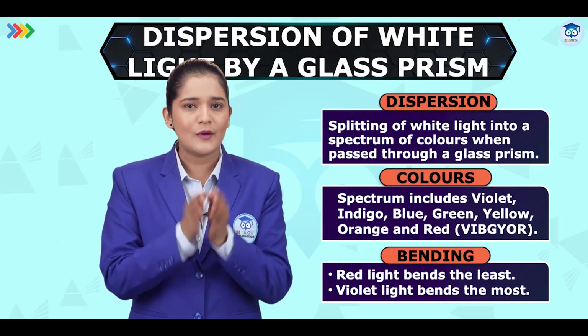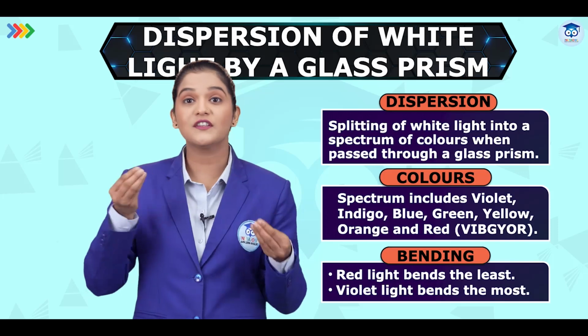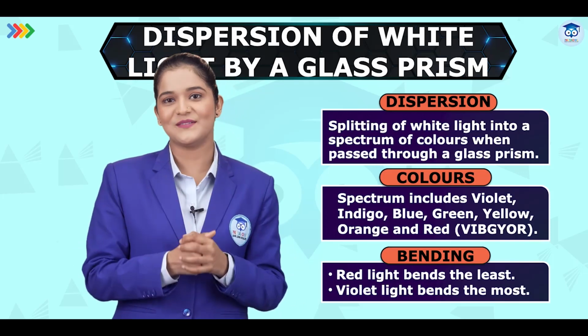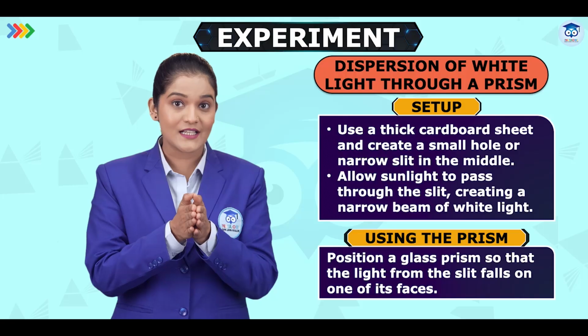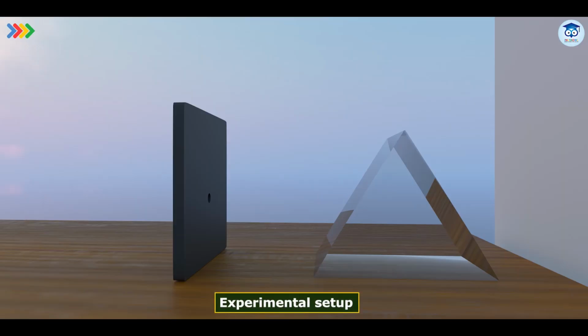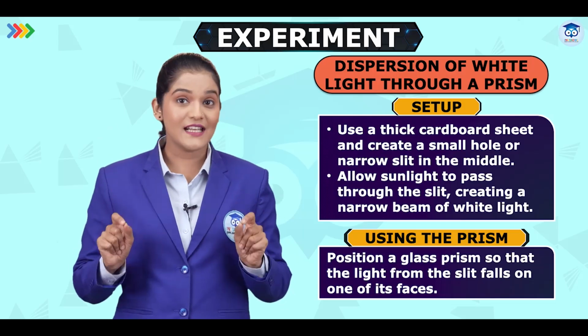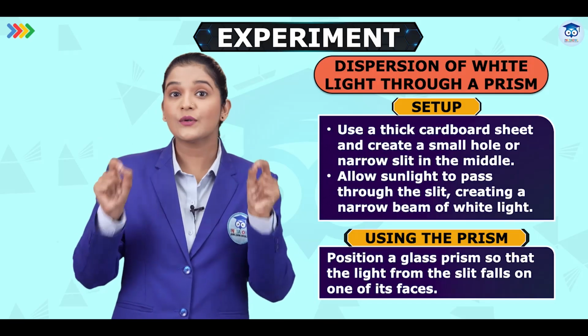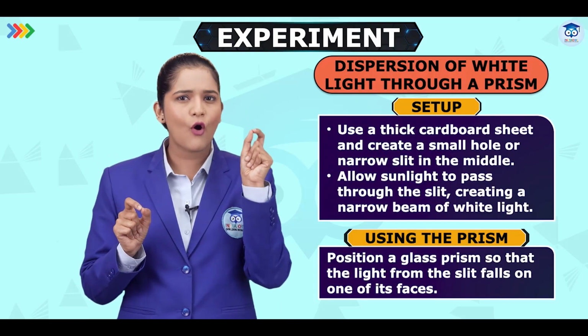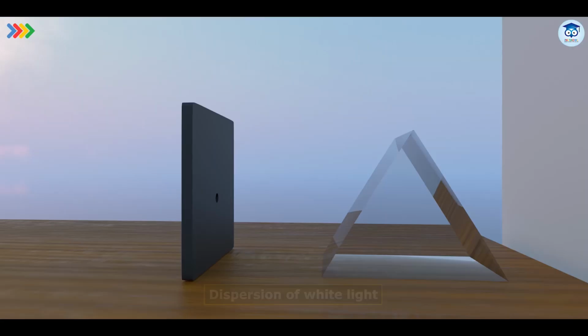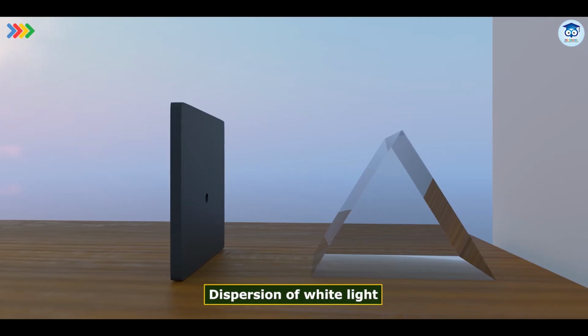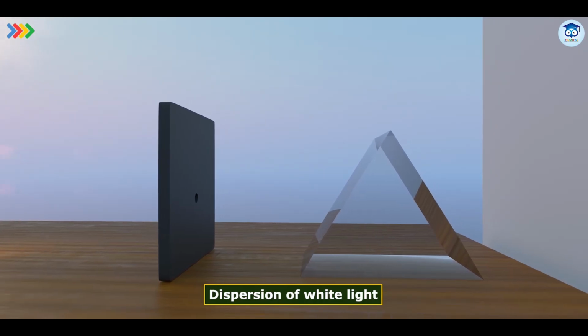Let us now perform a simple experiment to observe the dispersion of light through a prism. To begin with the setup, take a thick cardboard sheet and make a small hole or a narrow slit at the center. This narrow opening allows a fine beam of light to pass through. Now, let sunlight enter through this slit so that a narrow and focused beam of white light is produced. This beam is essential for observing the splitting of light clearly.